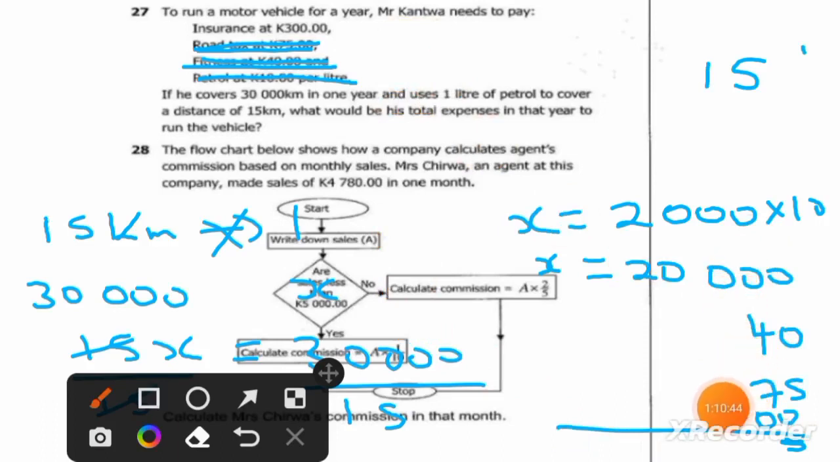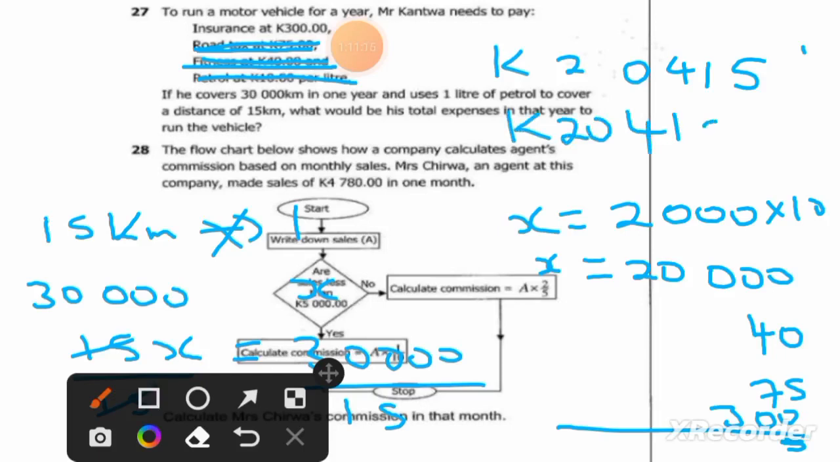0 plus 0 plus 3 plus 1 is equal to 4. 0 plus 0 is equal to 0. 2 plus 0 is equal to 2. So therefore, this is the amount, which is 20,415 kwacha. So this is our answer.